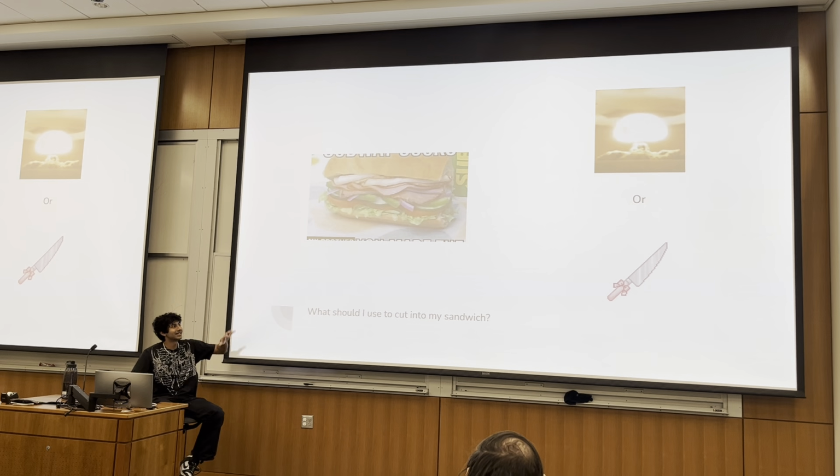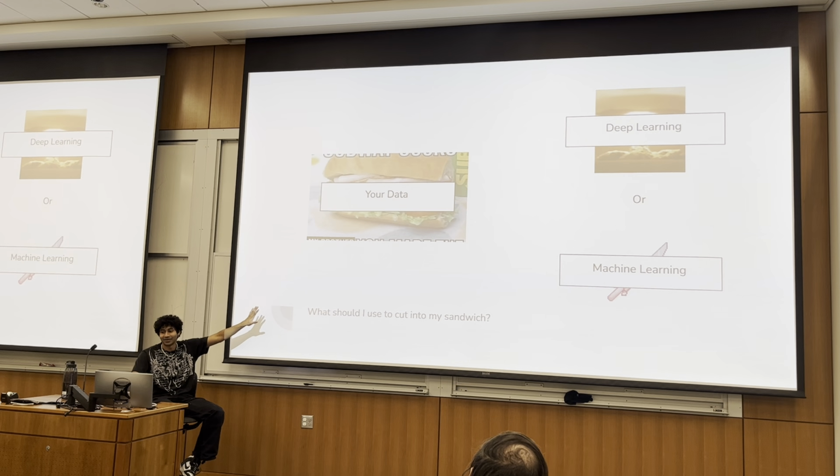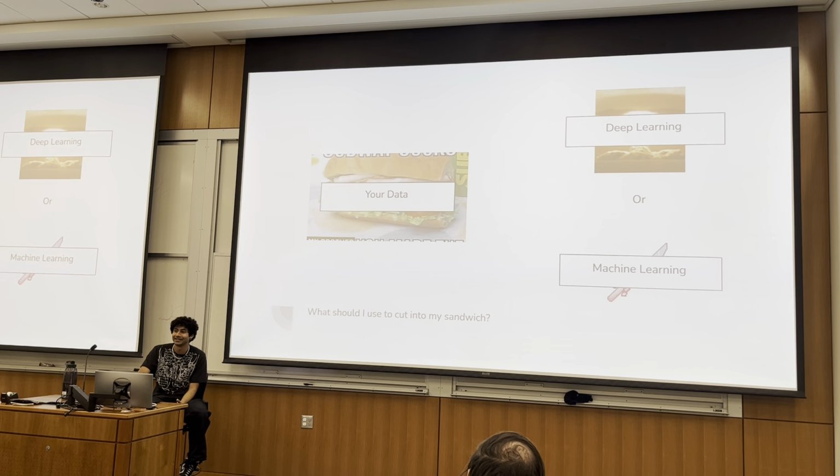So this is kind of the analogy I like to say. Your data is the sandwich, deep learning is the bomb, and machine learning is the knife, right? So don't use a bomb to cut a sandwich. It's not necessary sometimes, right? You could say that Kevin Jameson, who teaches 446 here, got to me because he definitely drilled this point home that you don't always need deep learning. I'm trying to instill that as well.